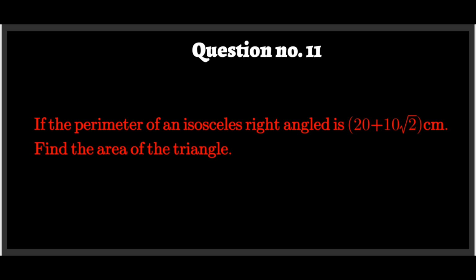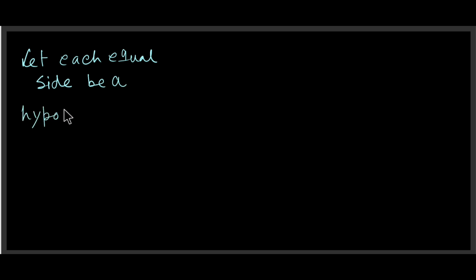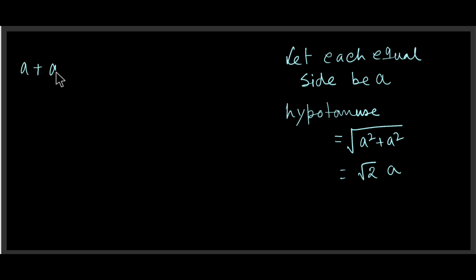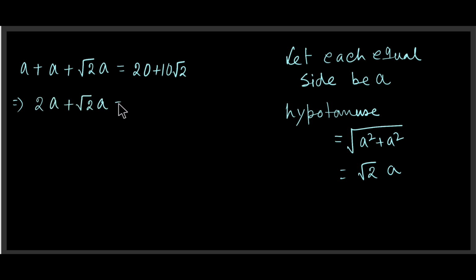Question number 11. Let each equal side of the triangle be A. So clearly hypotenuse must be root over A square plus A square by Pythagoras theorem, and it is root 2 into A. So it is given that A plus root 2A is equal to 20 plus 10 root 2, which is the perimeter of the triangle. So let's simplify this equation.